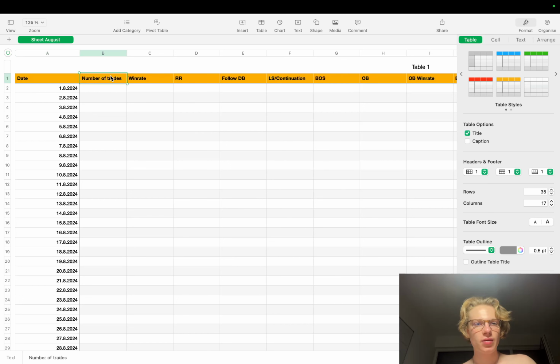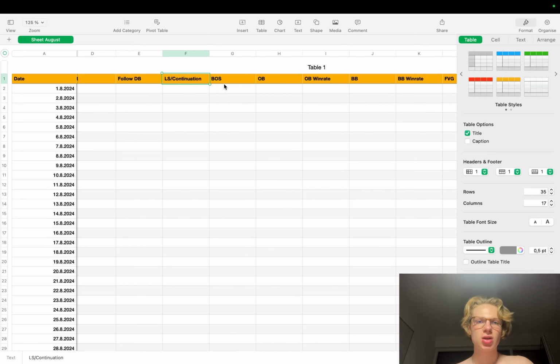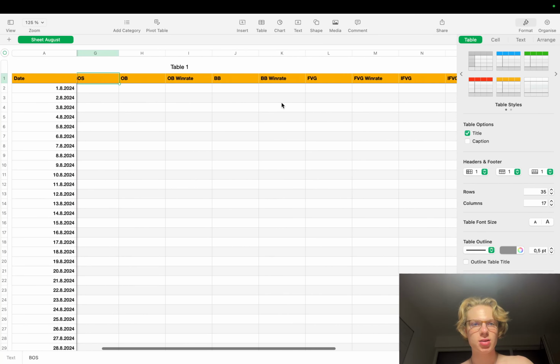Anyways, then we have the number of trades, win rate, risk to reward. Did you follow your daily bias, yes or no? Was there a liquidity sweep or a continuation of trend? Was there a break of structure? And then we get into the confluences.